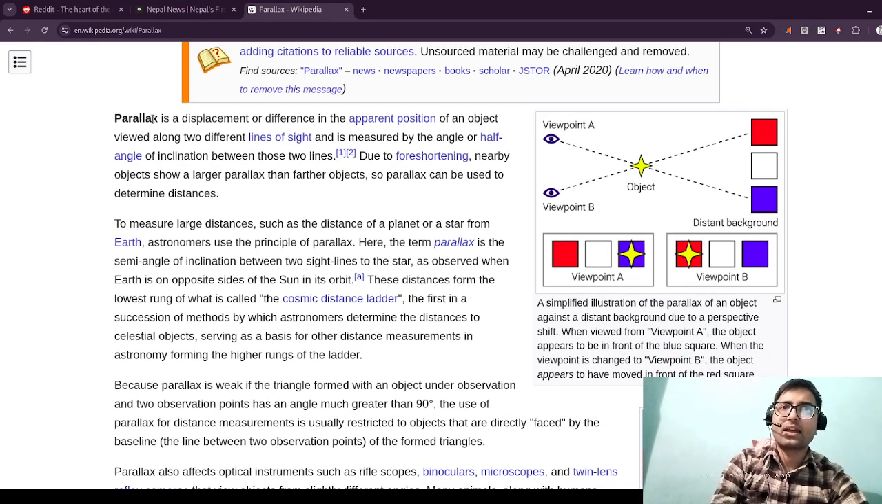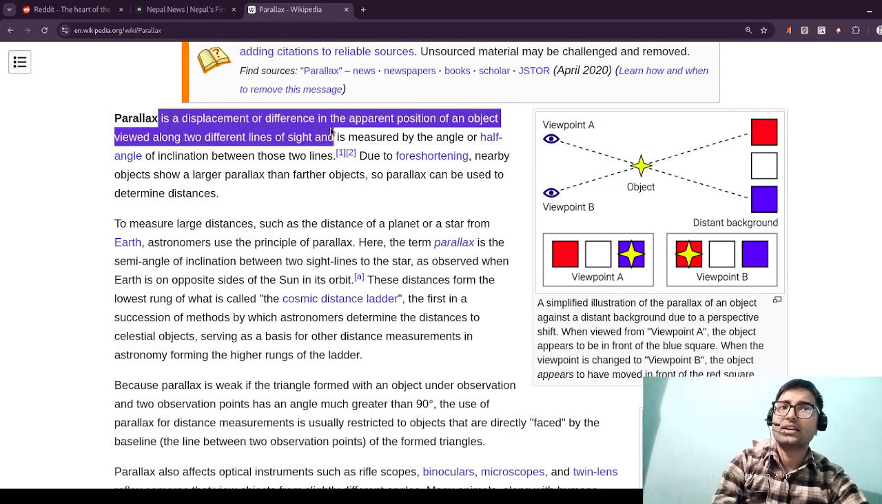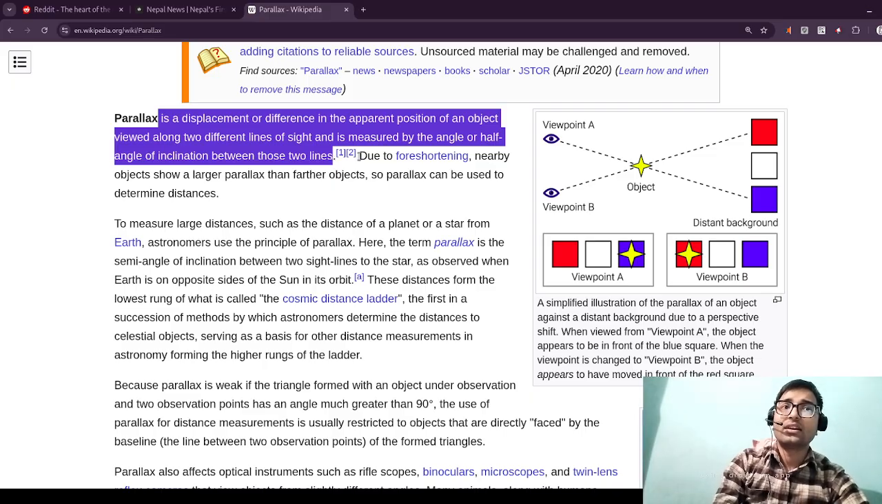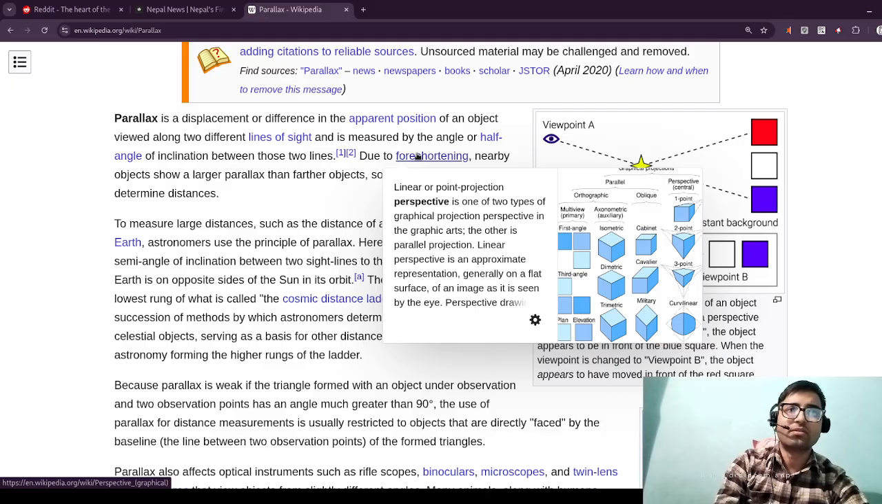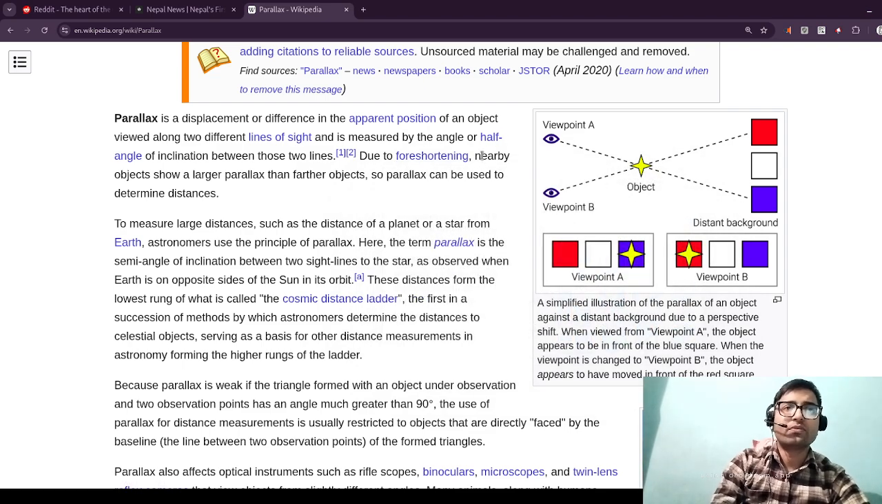Parallax is a displacement or a difference in the apparent position of an object viewed along two different lines of sight, and is measured by the angle or half angle of inclination between these two lines. Due to foreshortening, nearby objects show a larger parallax than farther objects, so parallax can be used to determine distances.